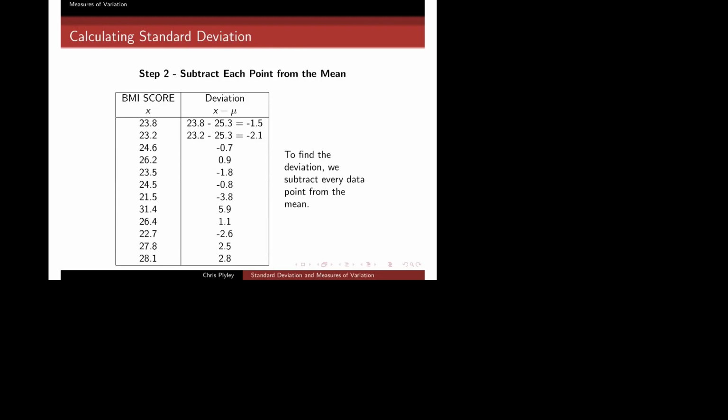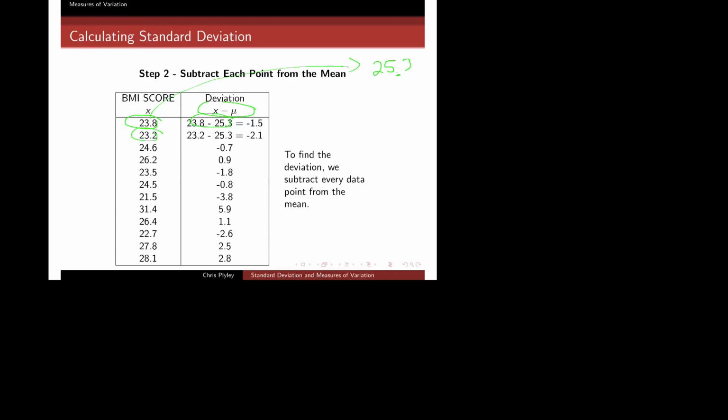So my next step in this formula is to go ahead and calculate the value of x minus the mean. My mean was 25.3, and so what I have to do is take each of these values and subtract the mean. 23.8 minus 25.3 gives me minus 1.5. This value is 1.5 units away from the mean.